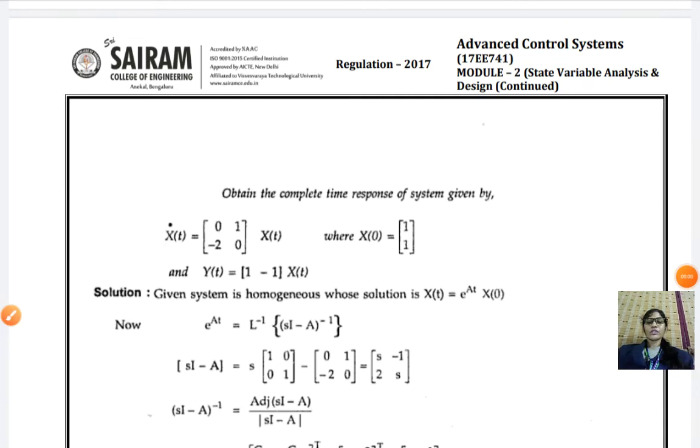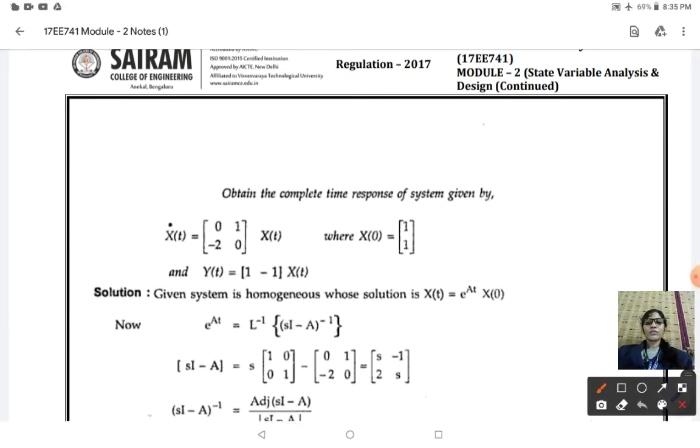Morning students, in the last class we discussed how to calculate the state transition matrix by means of the Laplace transformation method, similarity transformation method, Cayley-Hamilton method and power series method. In this class we will be dealing with obtaining the complete time response of the system.